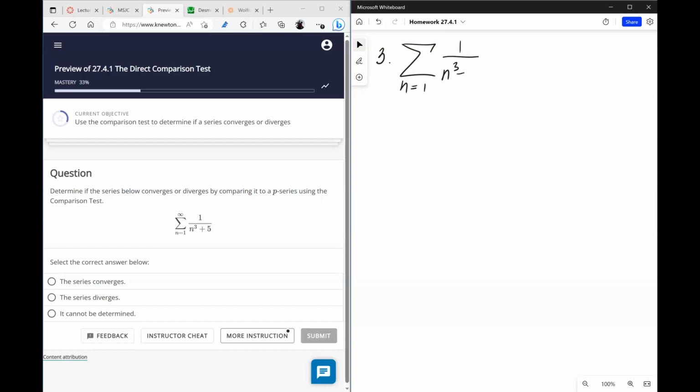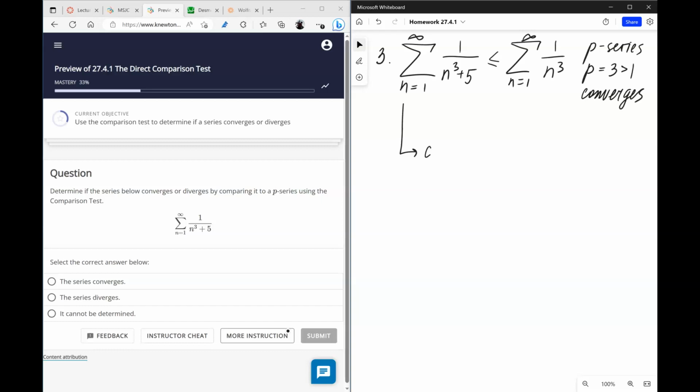This series is smaller than this series because it has a larger denominator, and this series is a p-series with p equals 3, and since 3 is greater than 1, this series converges. And this also converges because it is smaller than a convergent series.